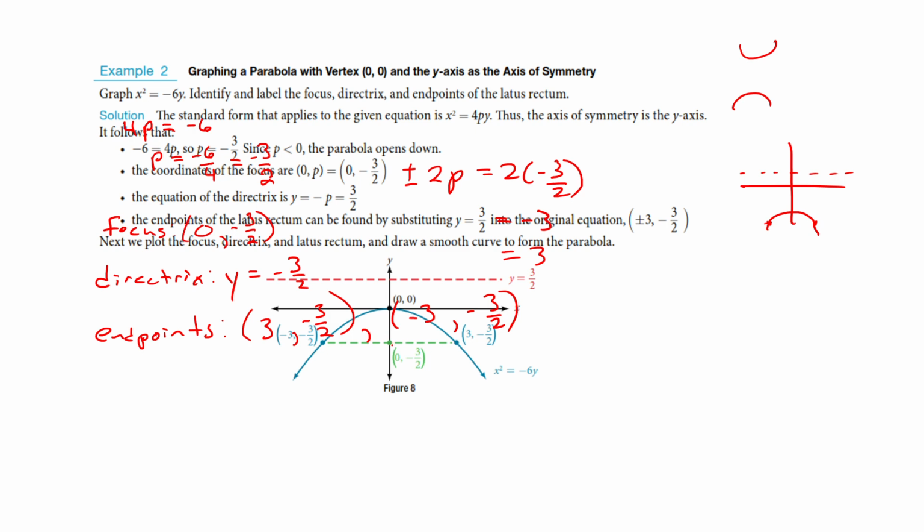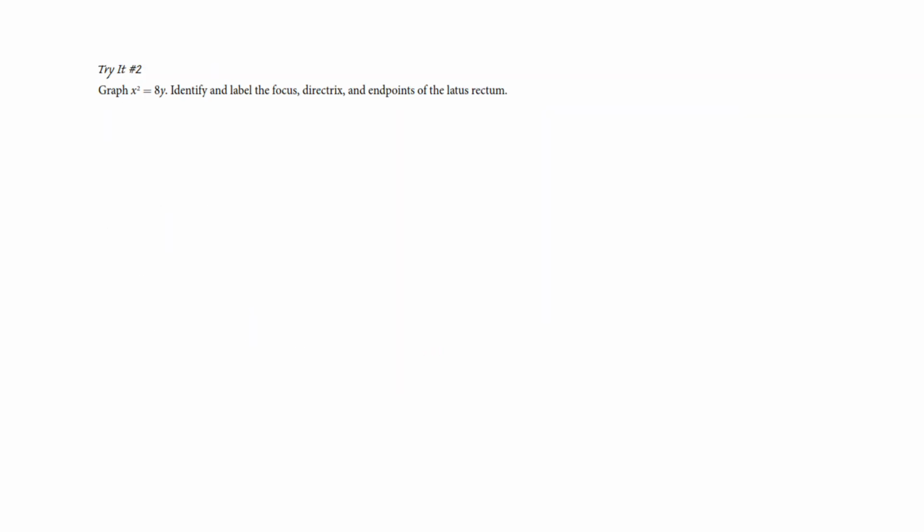That's the value of the standard form. It tells us everything we need. We have the focus, the directrix, the 2 points we needed. Okay, if you think you have it, pause it and try this on your own. But I'm going to go ahead and get started.